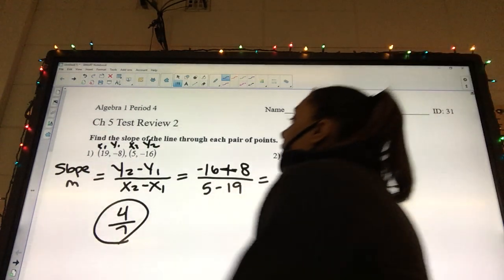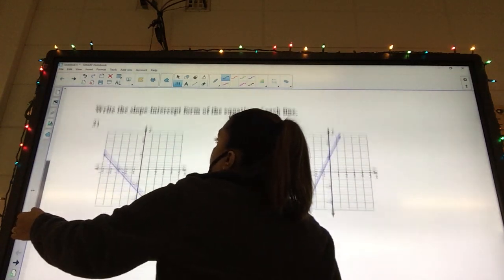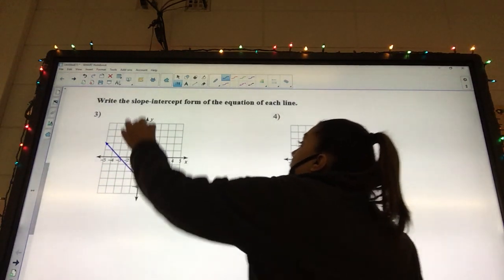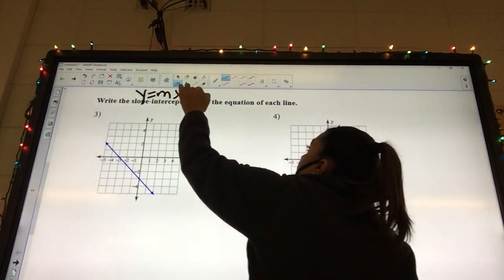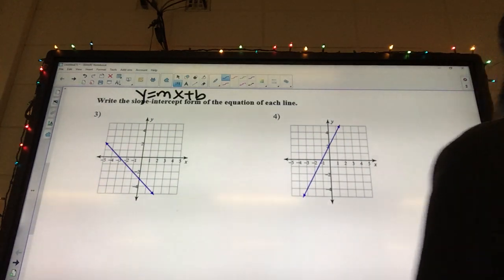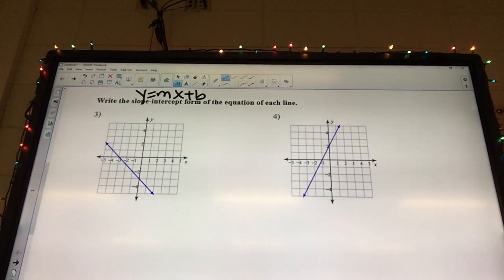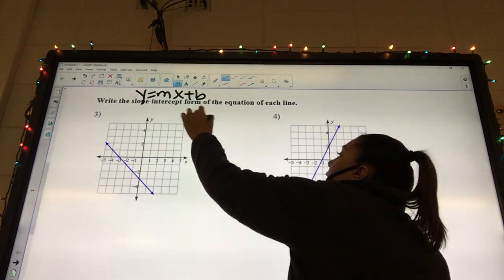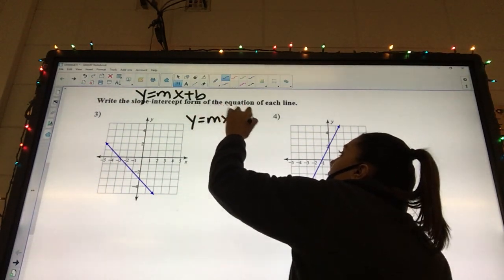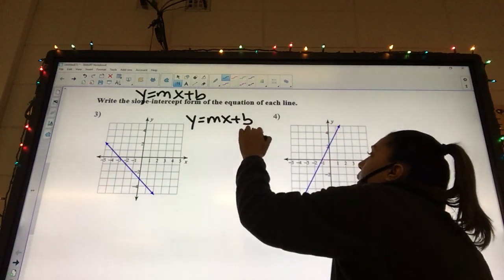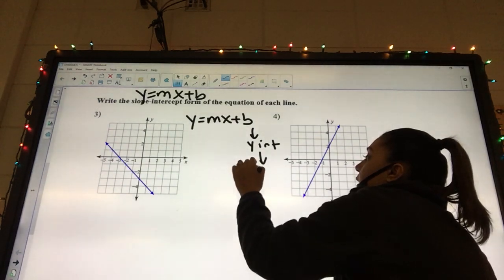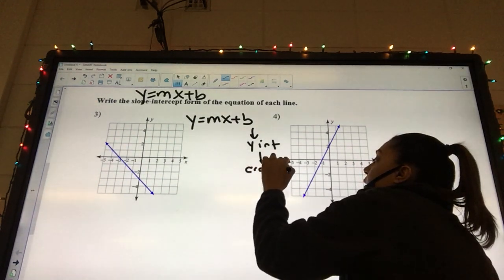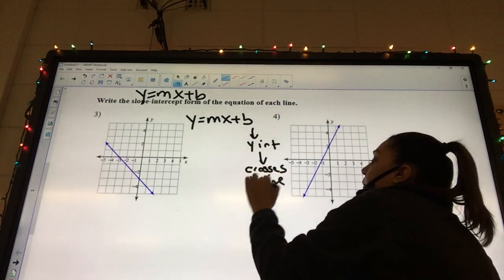Okay, the next one is write the slope-intercept form. That's the form of y equals mx plus b. The other group, finish line kids, already took this test. I will tell you about 85% of them missed this question. So take really good notes. So we got y equals mx plus b. Our b is our y-intercept, and that's where it crosses the y line.